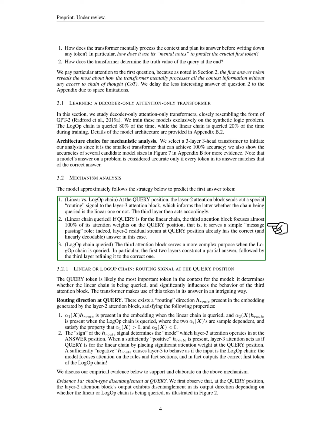The routing direction in the embedding generated by the second layer indicates whether the linear or logical operator chain is being queried. A positive routing signal leads the third layer to focus on the query position, while a negative signal shifts attention to the rules and facts, allowing the model to output the correct first token for the logical operator chain. We provide evidence for this mechanism, showing that the second layer's output varies based on the queried chain type. When the linear chain is queried, the third layer focuses heavily on the query position, while it shifts attention to the rules and facts for the logical operator chain.